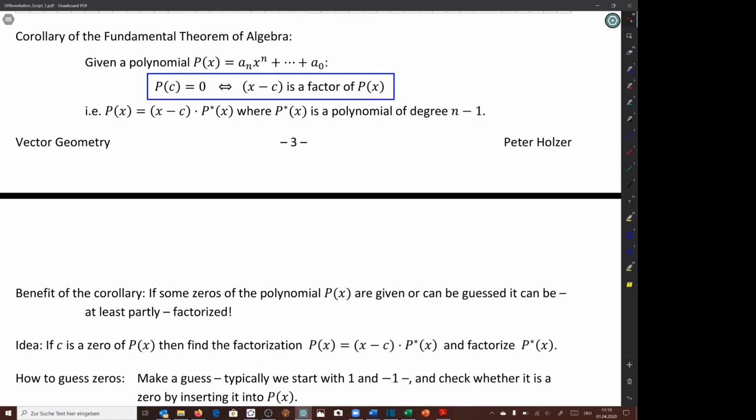The benefit of this corollary is that when we know a zero or some zeros of a polynomial, we can simplify the polynomial by using polynomial division and hence find probably also the rest of the zeros. Or if we're not given these zeros, but we can guess one, for example, if we have a polynomial of third degree and we can guess one of the zeros, then we can calculate the remaining two zeros using then the midnight formula maybe.